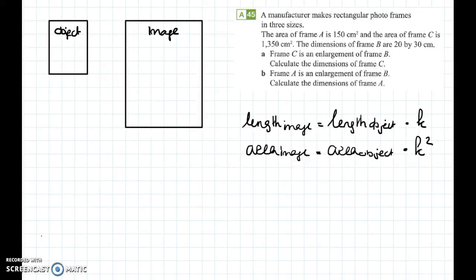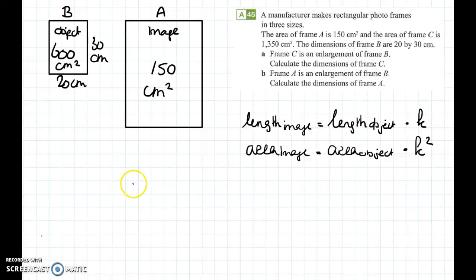In exercise B, it's been told that frame A is an enlargement of frame B. That means over here we have frame A, and what we started with is object B. We have to calculate the dimensions of frame A right now. The area of frame A is 150 square centimeters. And we already know that the dimensions of B were 20 by 30 centimeters, and that resulted in an area of 600 square centimeters. We used that fact at A as well.